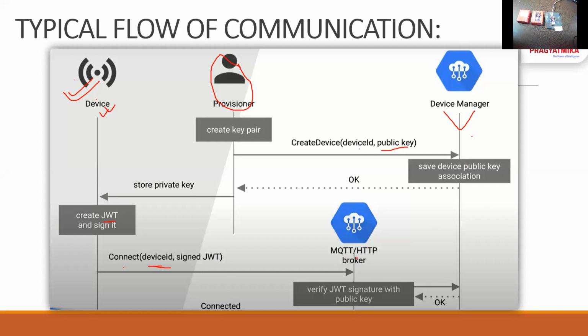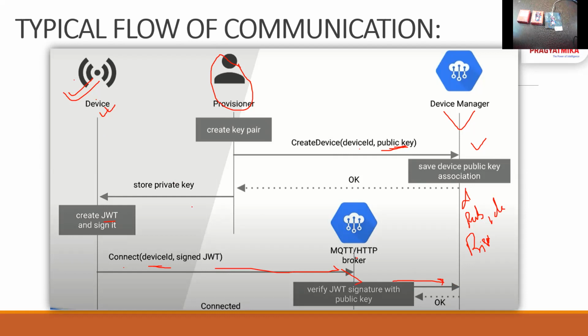And here this device manager has the device ID and the public key. So it knows what the public key is, what the device ID is which is requested, and the private key for it. So with all these three pieces of information, the private key having come through this JWT token, it verifies whether the right device is requesting the connection or not.